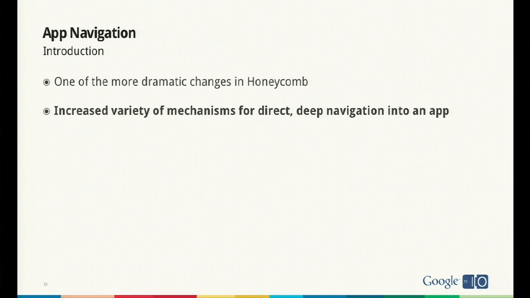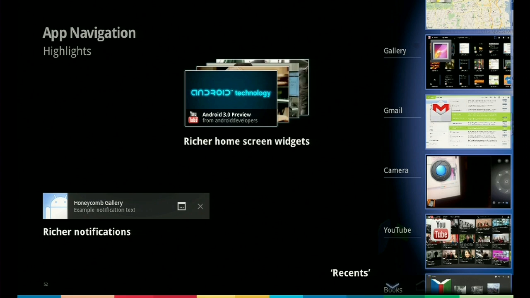One of the critical changes in Honeycomb is that we now have a much wider array of mechanisms via which the user can dive deeply, directly into a lower level of an application. Some examples of that are richer notifications, where a notification can contain a set of controls that can take you to different destinations or perform other actions. You have these rich home screen widgets, which give you more of a glimpse of the app's content and let you pick a particular piece of content and go right into that in the app. And you have recents, as we talked about earlier.